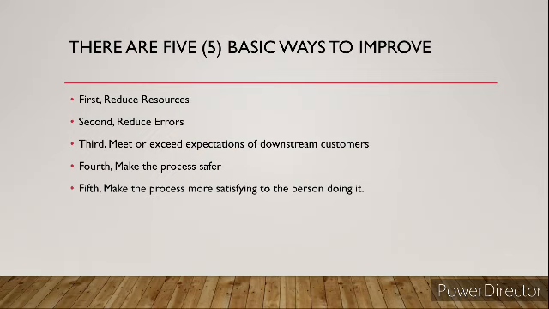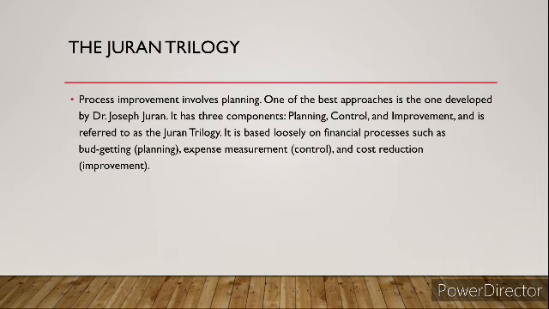Fifth is make the process more satisfying to the person doing it. The fifth way to improve a process is to increase the satisfaction of the individual performing the process. Sometimes a little change, such as an ergonomically correct chair, can make a substantial change in the person's attitude towards their work.